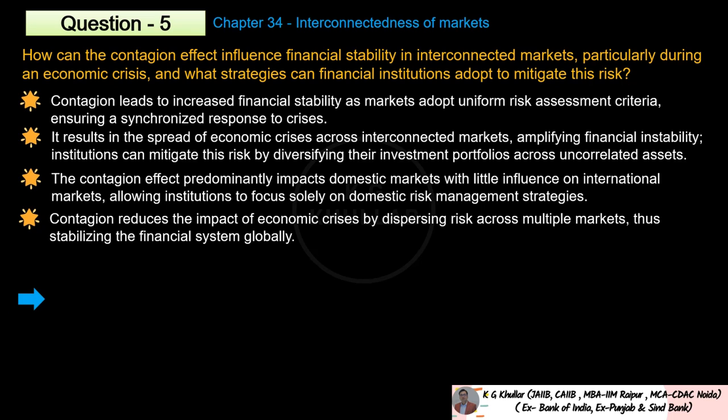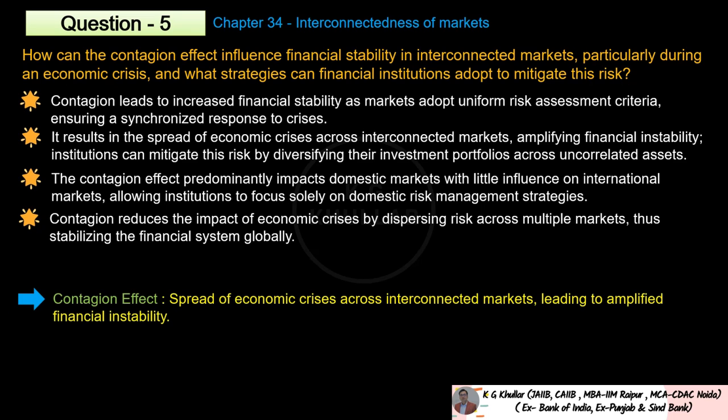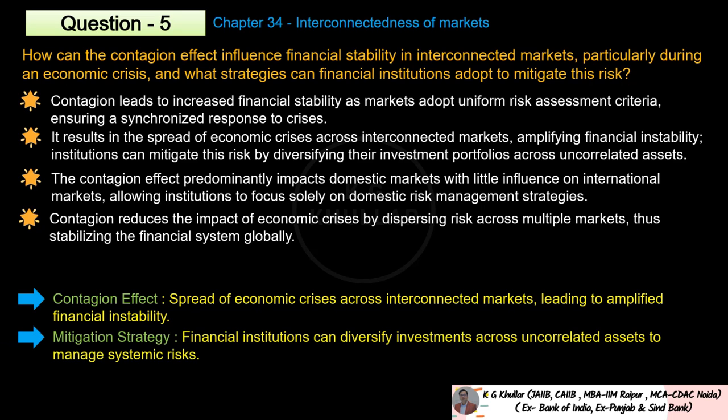Now friends, the contagion effect basically refers to the spread of economic crisis from one market or region to another, which can amplify financial instability, particularly in interconnected markets. Please note, this effect is normally driven by interconnectedness of financial systems and can lead to rapid and widespread disruptions. Next, financial institutions can mitigate this risk by diversifying their investment portfolios across uncorrelated assets, thereby reducing their exposure to a single market or asset class. Now friends, this helps in managing systematic risk during crisis. So as far as this question goes, the correct option is option B.